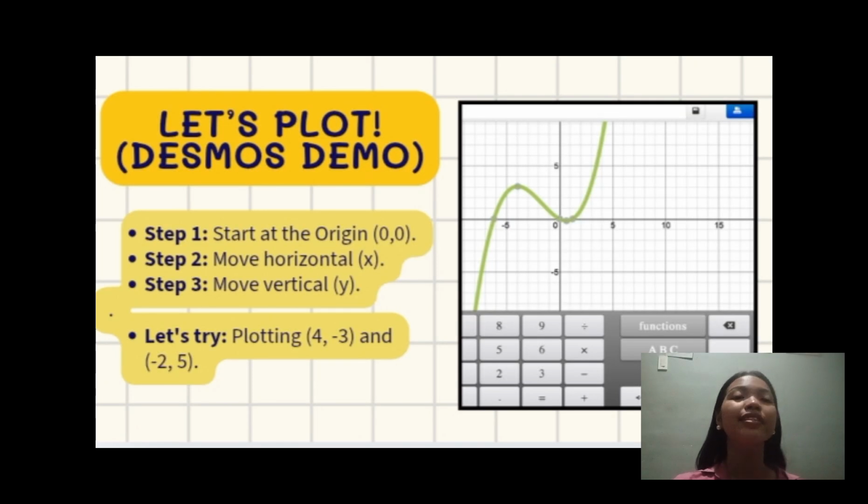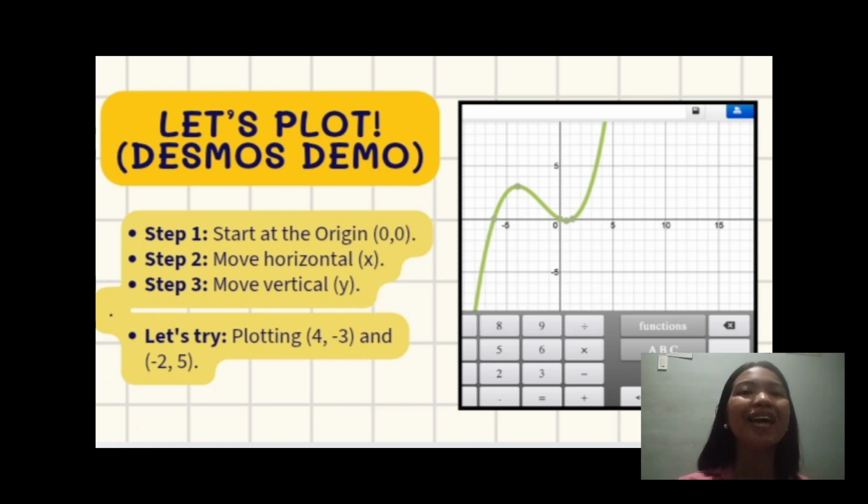Now that we understand how ordered pairs look, let's actually put them on the map. To do this, we are going to use our favorite interactive tool, the Tesseract. And if you look at the screen, plotting a point is as simple as a three-step dance. Step 1, we always start right at the center, the origin, which is (0, 0).